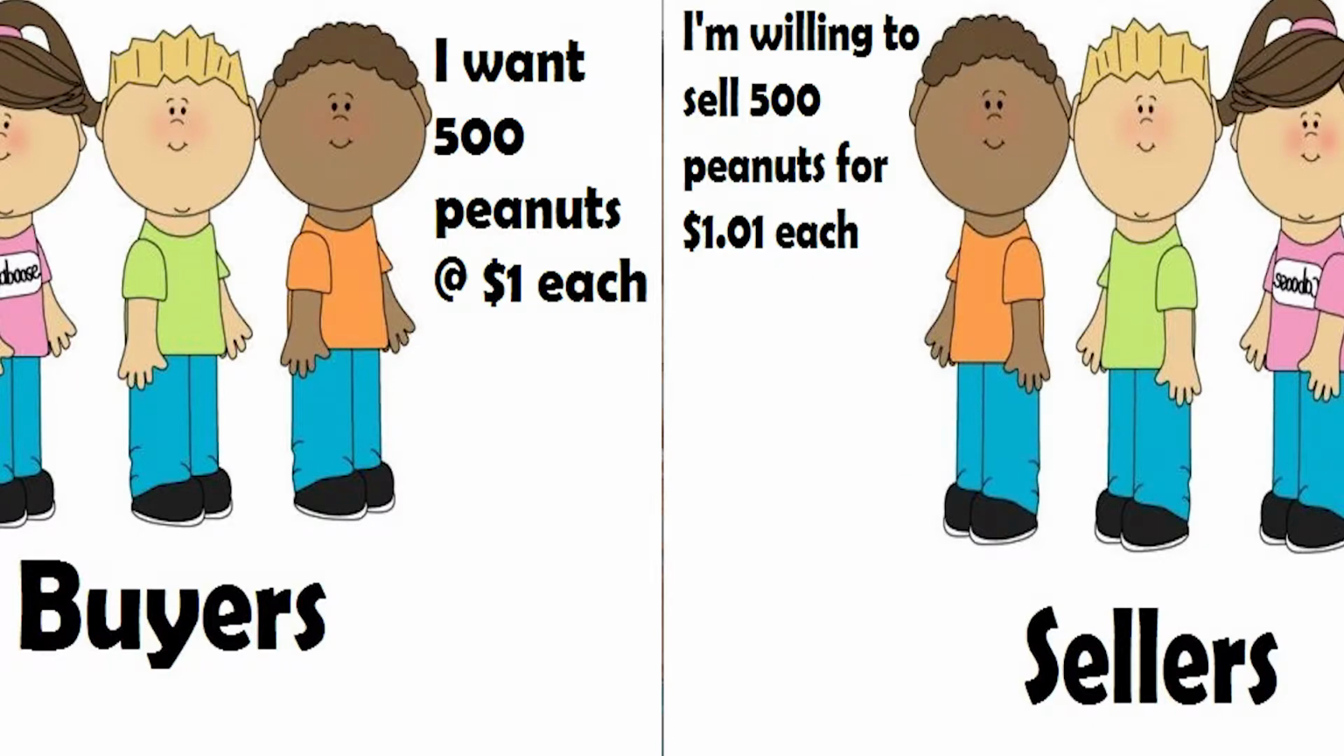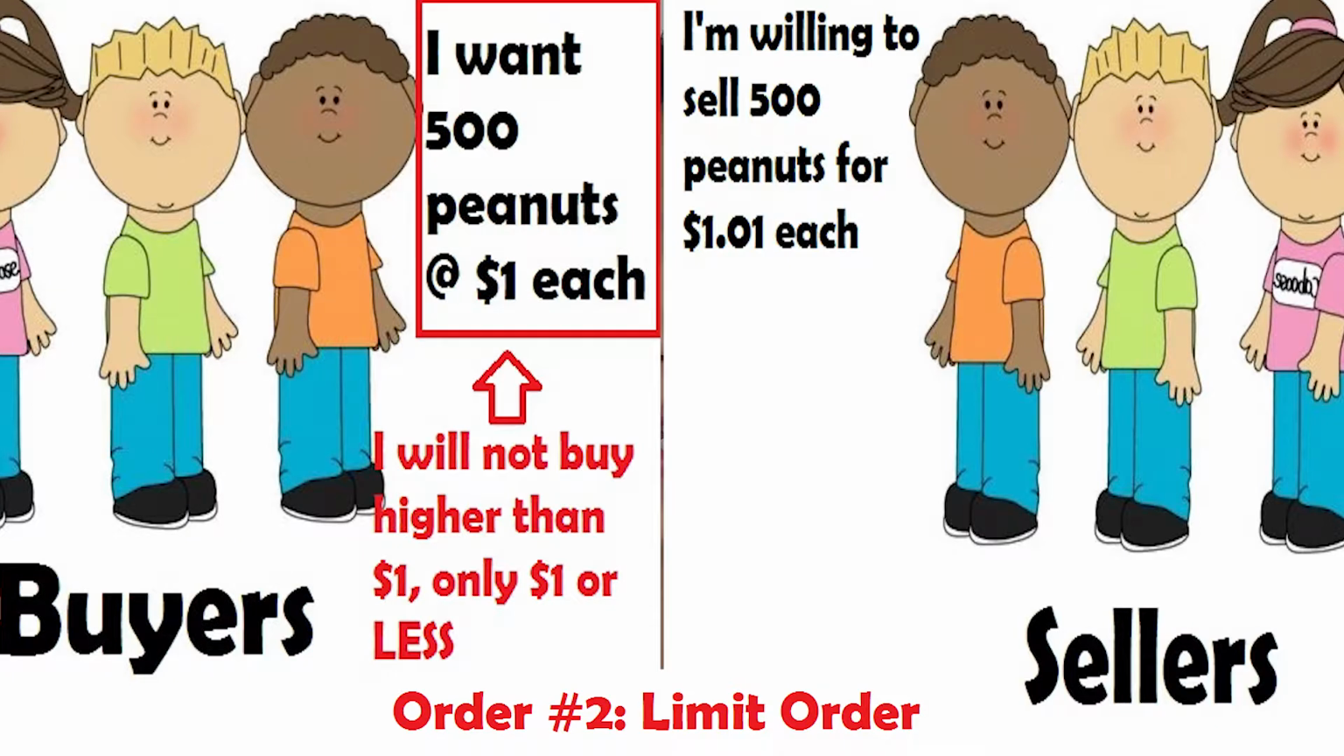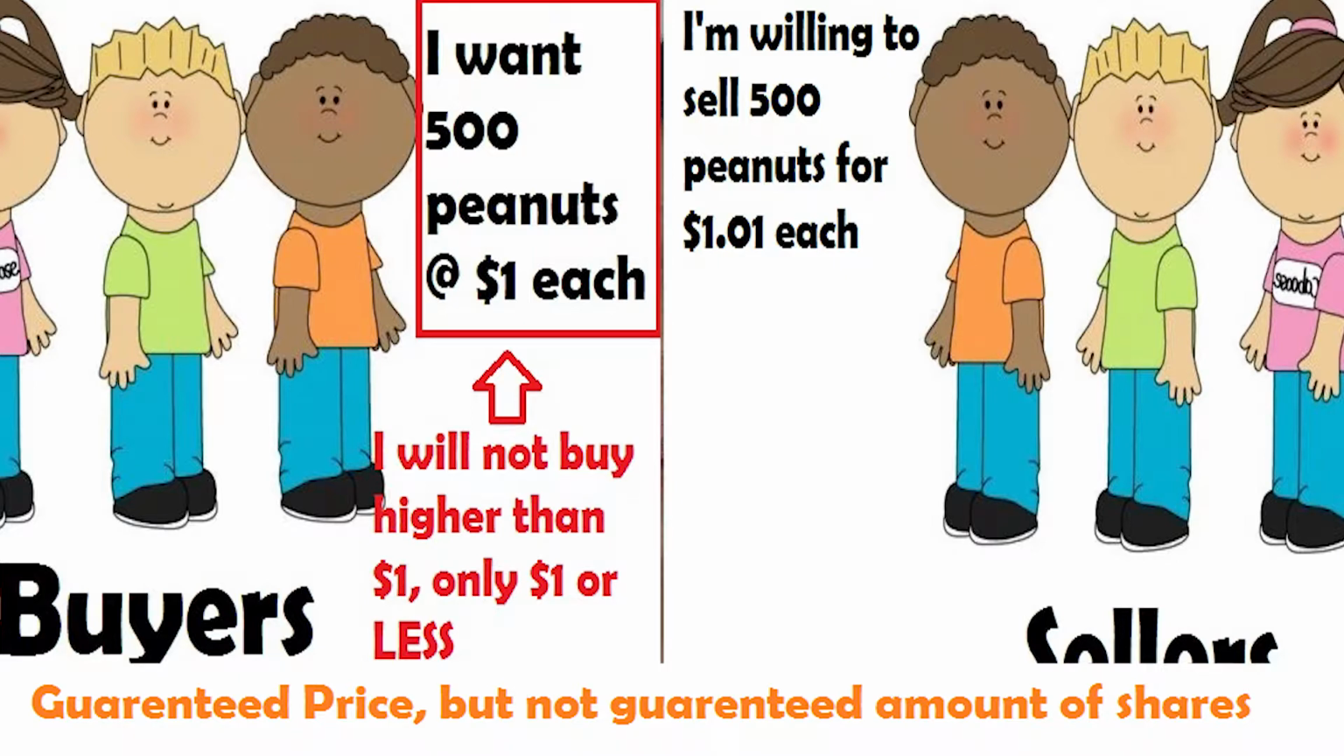Our second type of order is called a limit order. A limit order is what the first buyer in line is waiting for. He's only willing to buy the peanuts for $1 or less. He's willing to wait and wait and wait until somebody fulfills that requirement with the right amount of peanuts. If he wanted 500 peanuts, he may only get 200 at that price, and if the price of peanuts never drops below $1, then he won't ever get all 500.